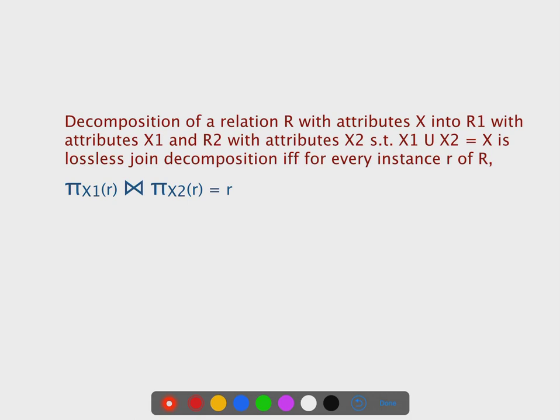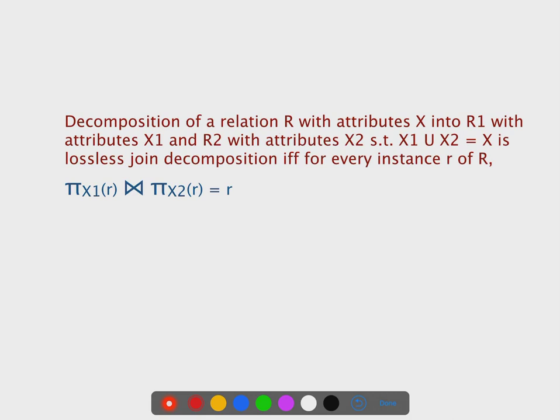In general, for a decomposition to be a lossless join decomposition, for all instances of the original relation, when we decompose that instance and when we join using natural join, we should always obtain the original instance.